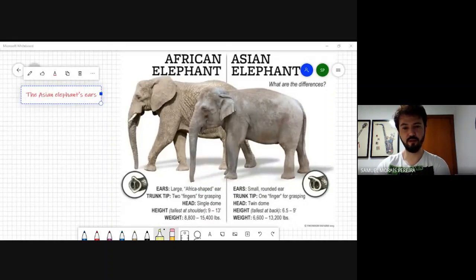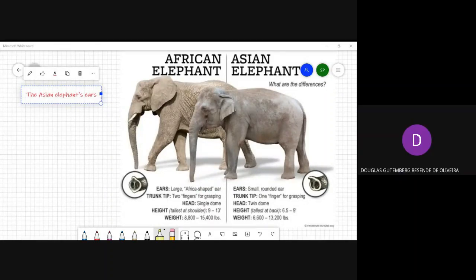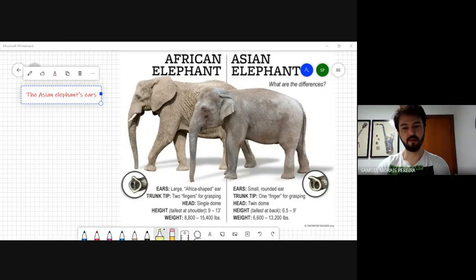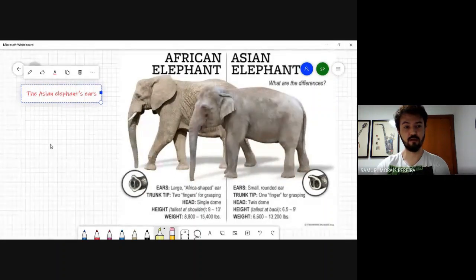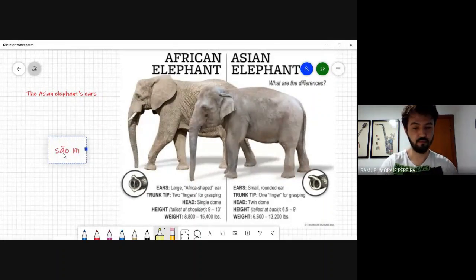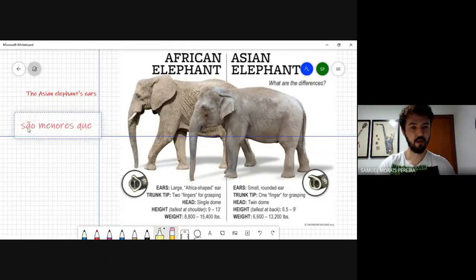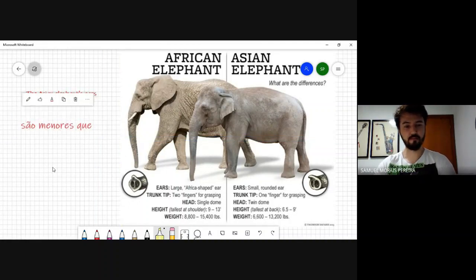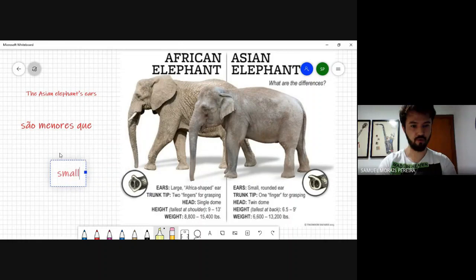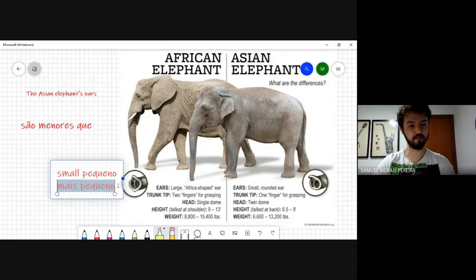Douglas, vai você, Douglas. É o primeiro que apareceu para mim aqui. Is less than. Is less than. Olha o que eu tô falando. São menores, né? Ó, eu vou escrever aqui. São menores que as do blá blá blá, né? De onde vem a palavra menor, Douglas? Da palavra smaller. Small, né? Small quer dizer, na verdade, pequeno, né? Menor é mais pequeno, certo? Só que a gente fala mais pequeno? No. A gente fala menor.